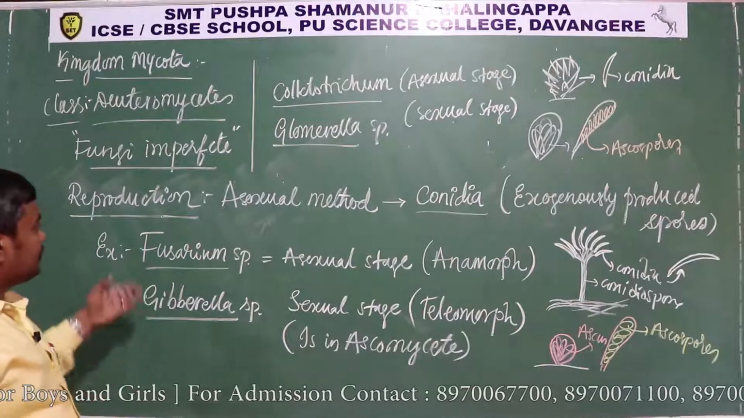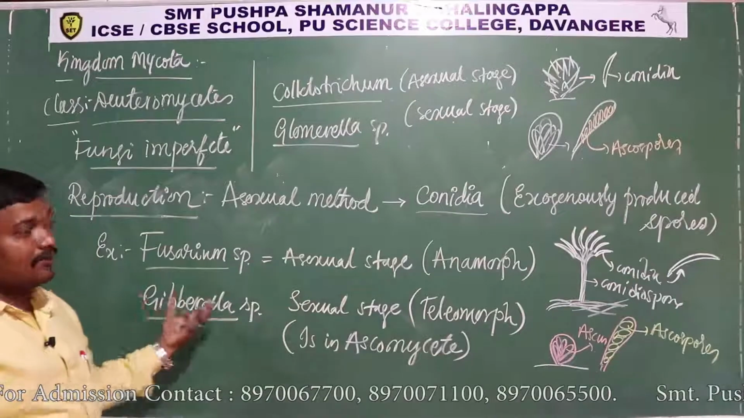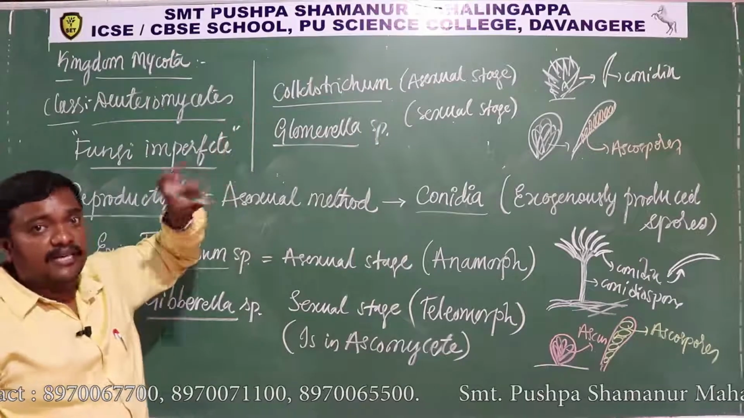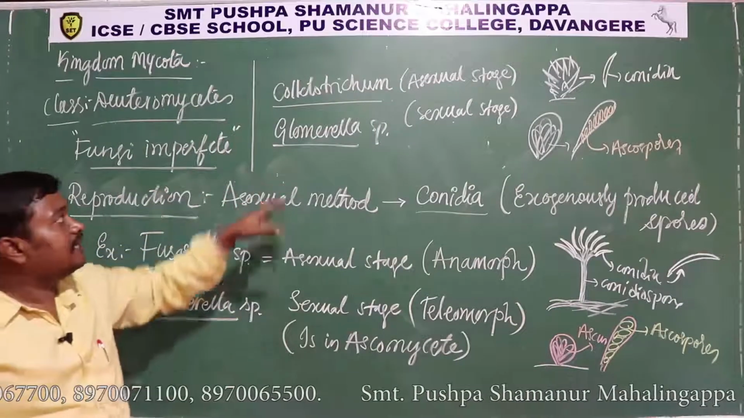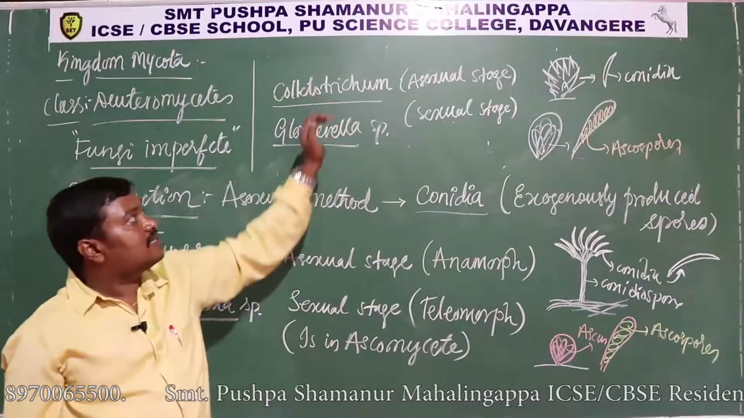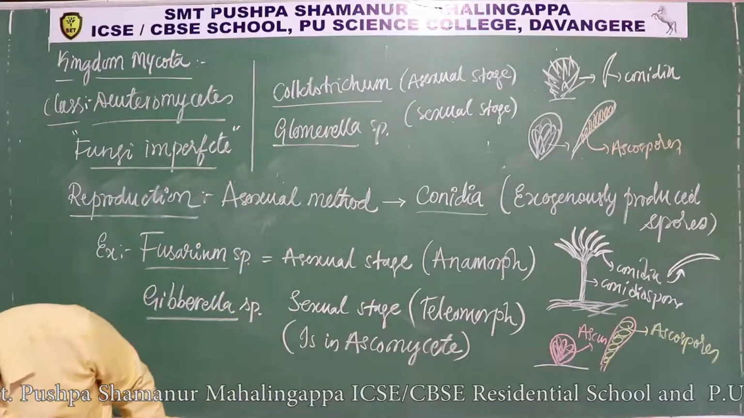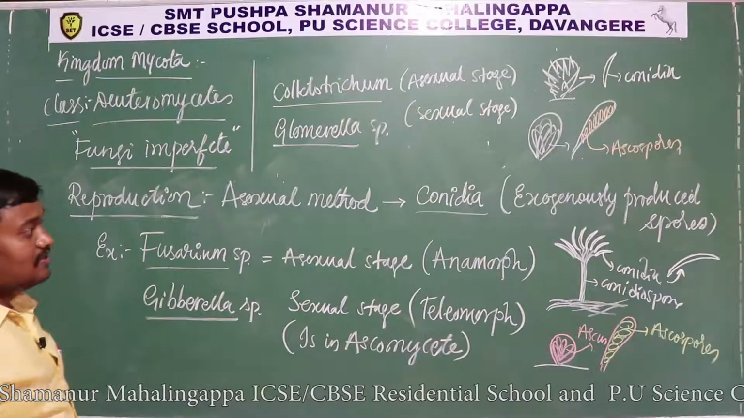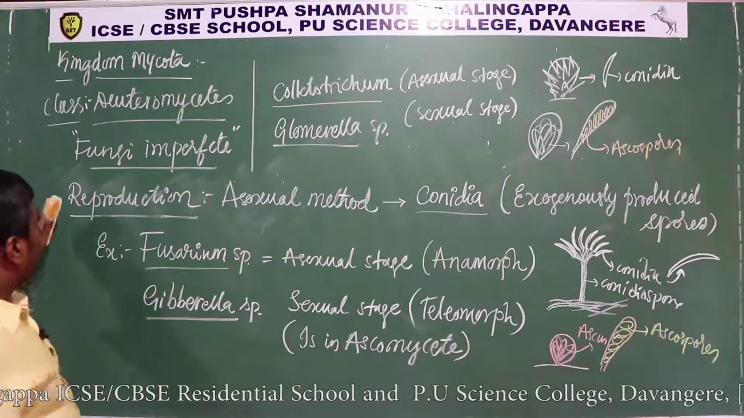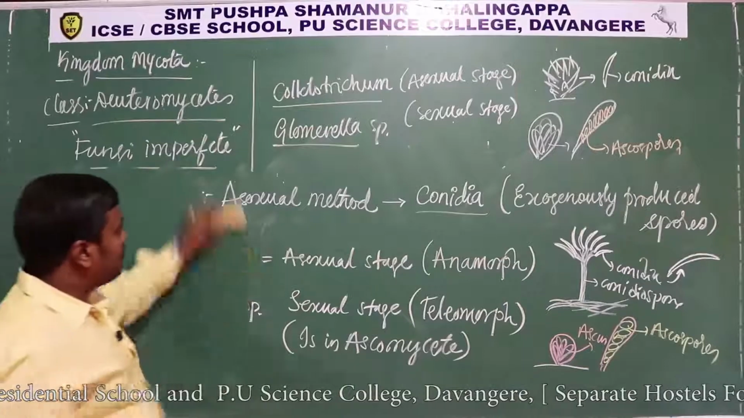The asexual and sexual stages are linked by molecular analysis. When they did the molecular analysis, both belong to the same fungus. The DNA banding pattern and the DNA sequencing match 100%. They are the same fungus, only the stages are different. One is the asexual stage, another one is the sexual stage. This is how they are shifted from one class to another once they identify the perfect stage. Hope you understand how they are shifted from one class to another class, and on what basis.